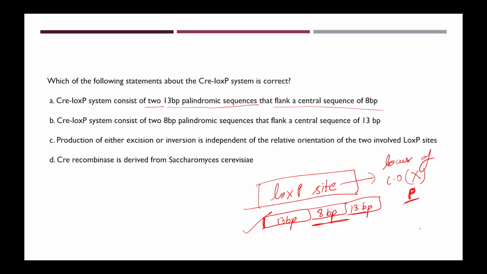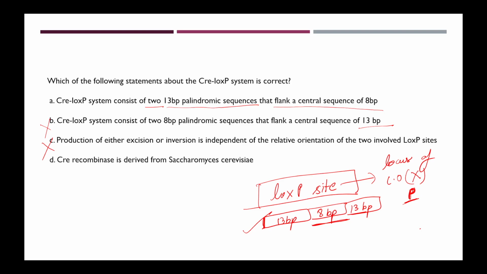Okay. Second, the Lox-P system consists of two 8 base pair palindromic sequences that flank a central sequence of 13 base pair. It is incorrect. Then production of either excision or inversion is independent of the relative orientation of the two involved Lox-P sites. Is it correct? Is it independent of the relative orientation or is it dependent? Dependent. Yeah, so this option is also correct.